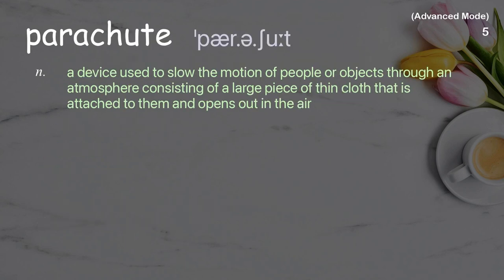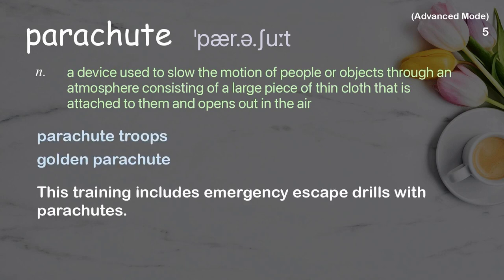Parachute. A device used to slow the motion of people or objects through an atmosphere, consisting of a large piece of thin cloth that is attached to them and opens out in the air. Examples. Parachute troops. Golden parachute. This training includes emergency escape drills with parachutes.